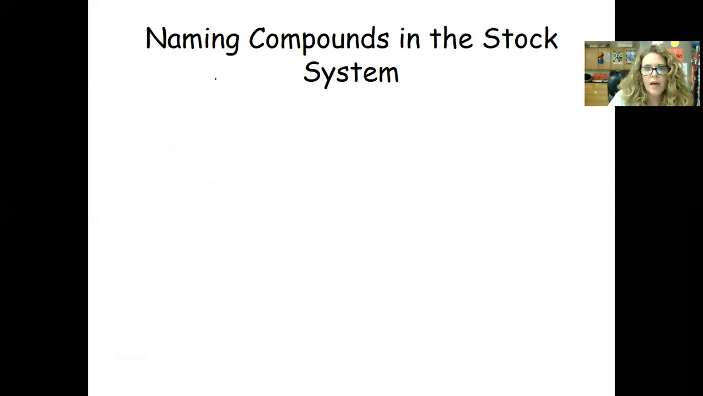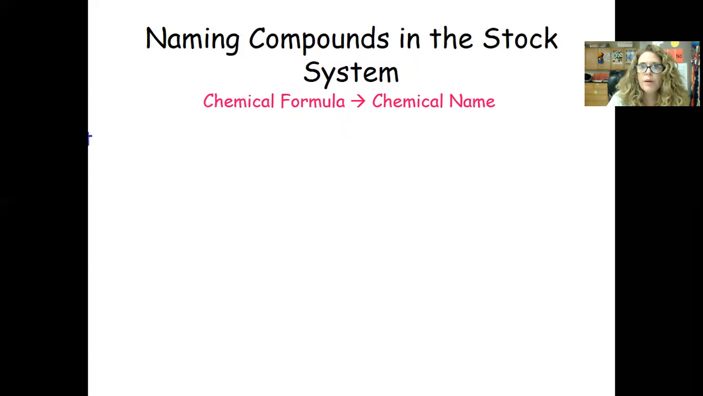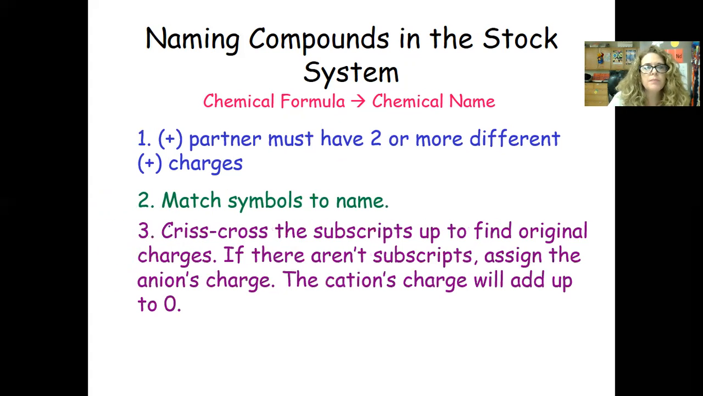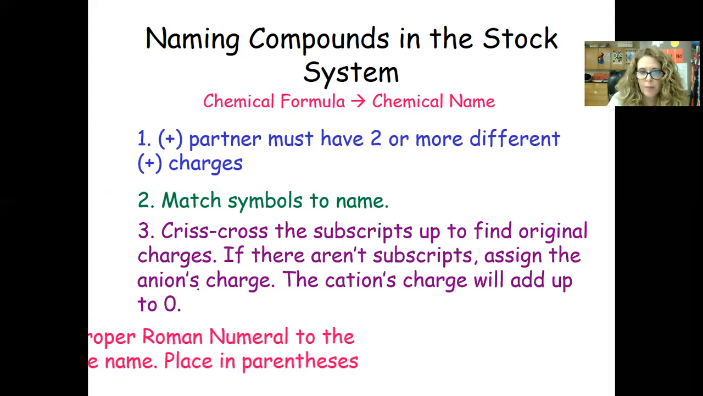Right, so naming compounds. So now we went from the name to the formula. Now we have to go from the formula to the name. So formula to name. So the partner must have 2 or more different charges, the positive element, which is typically going to be the metal. And we have to match, of course, symbols to names. And we can crisscross to find the original charges. If there aren't subscripts, we're going to have to use the charges from the periodic table.